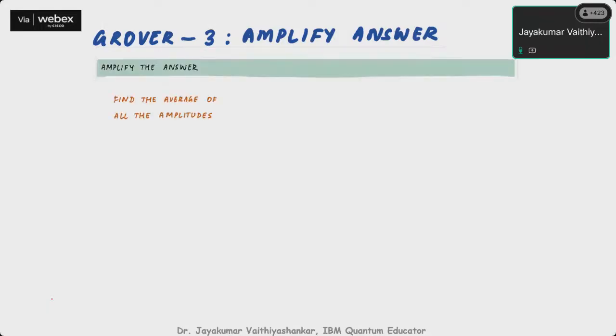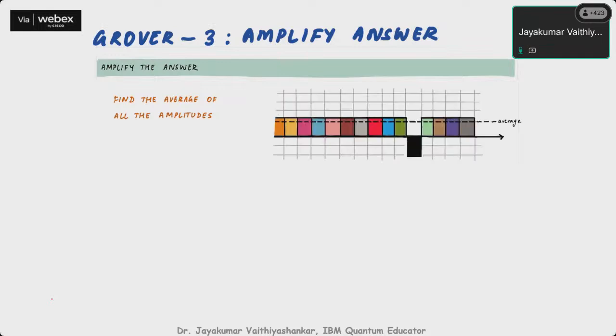Okay. So how to amplify the correct answer? You need to find the average. So this is your correct answer, in terms of amplitude. All these remaining ones are wrong answer amplitudes.